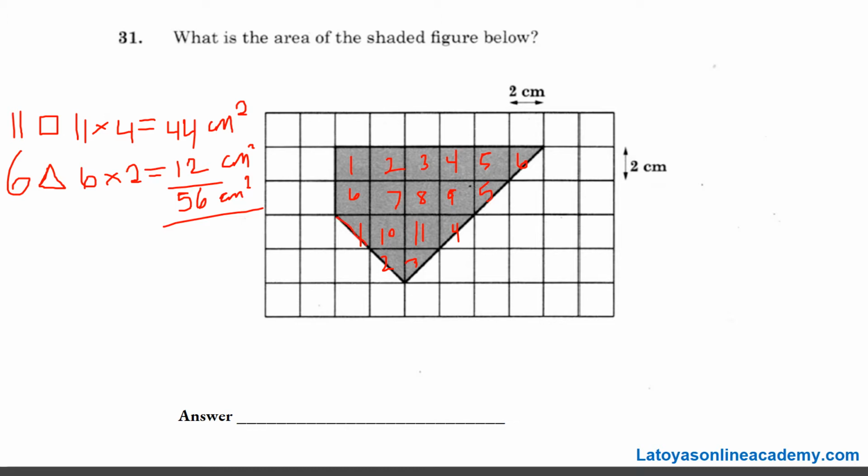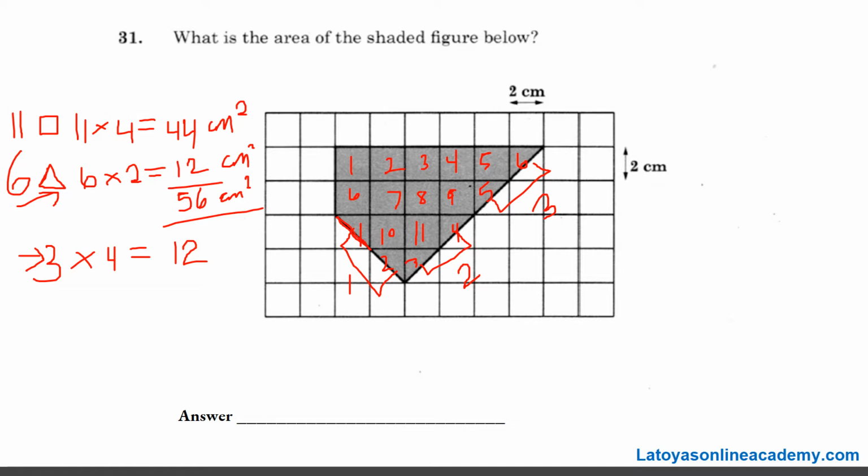All right, now let me just say, for some persons who may not see half of the square as triangles, what we can do, we can say, okay, these two triangles will make one square, these two triangles will make another square, these two triangles will make another square. So what do I have here? I have 3 squares. All right, so it's going to be 3 by 4, which will also give me 12. So whether I see them as 6 triangles or 3 squares, I'm still going to get 12 centimeters squared. All right, and when I add 44 and 12, I'm going to get 56.